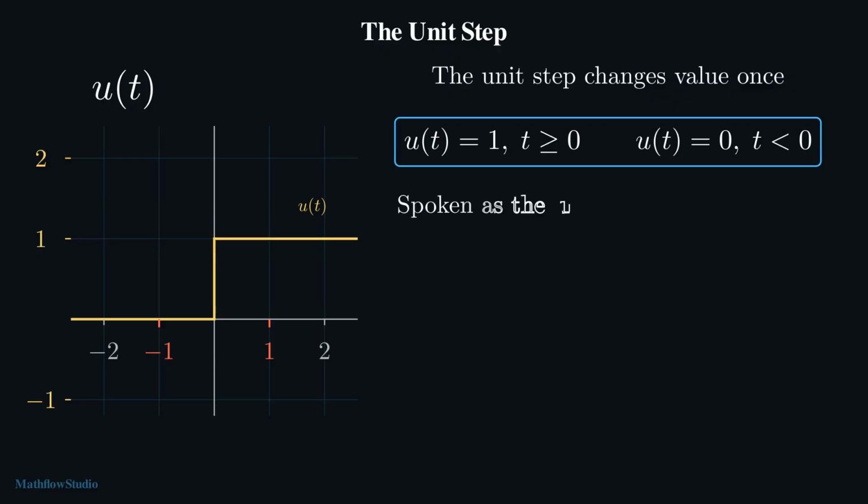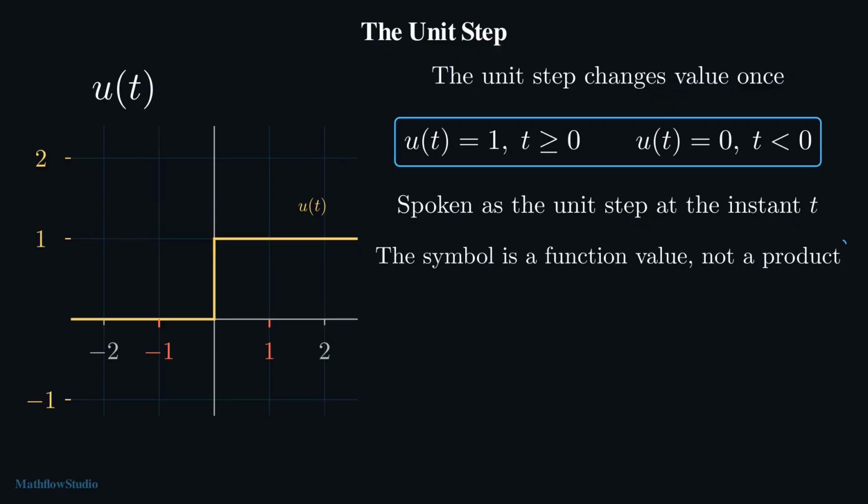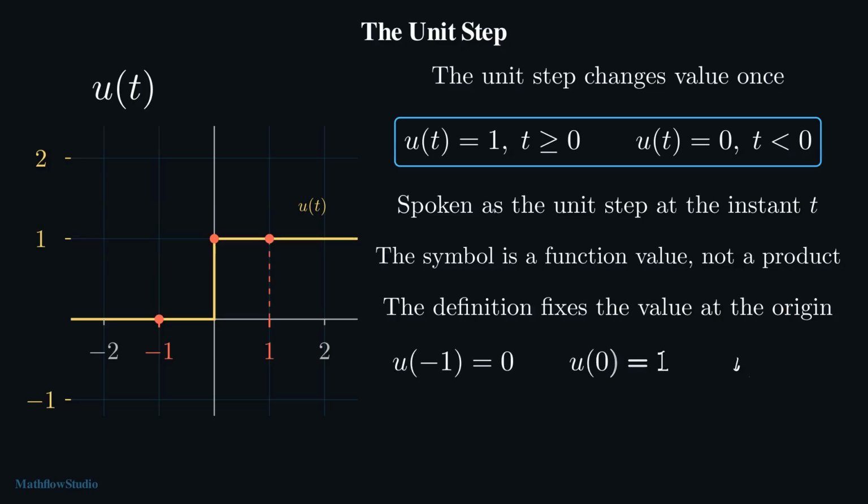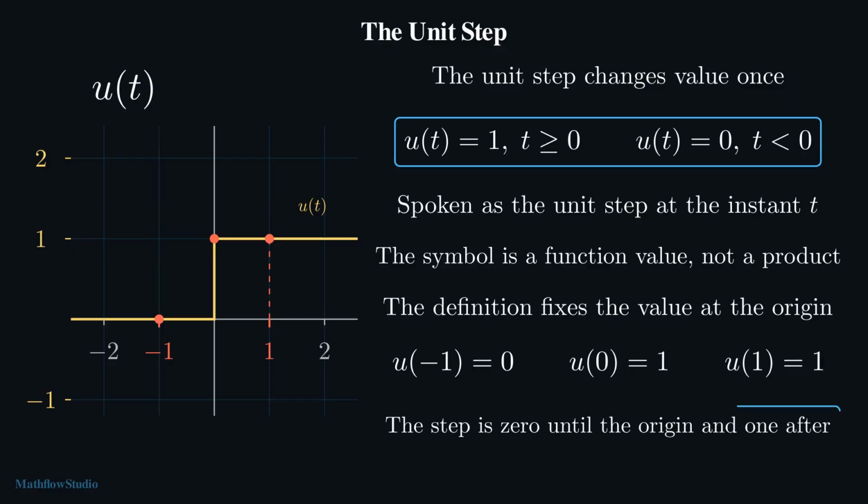The symbol is spoken as the unit step at a given instant. The symbol is a single function value and not a product of two letters. The definition fixes the value at the origin rather than leaving it open. At the instant -1, the value is 0, and at the instant 1, the value is 1. In words, the step is 0 until the origin and 1 after it.